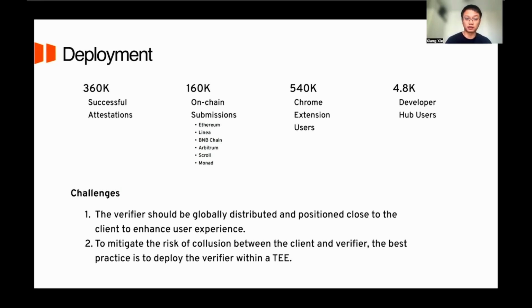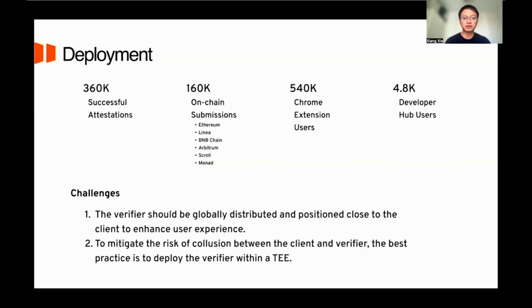And when we deployed our product, we did have a few challenges. In order to bring a better user experience for the users, our verifier or our server has to be globally distributed. The reason is that we want the verifier to be positioned close to the client, because latency and bandwidth are the main bottleneck to a better user experience.